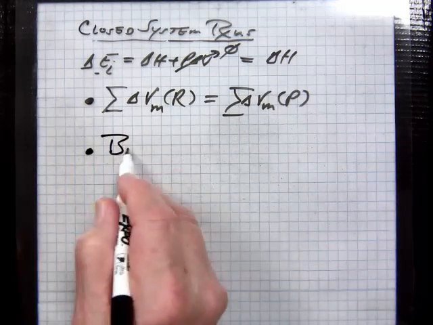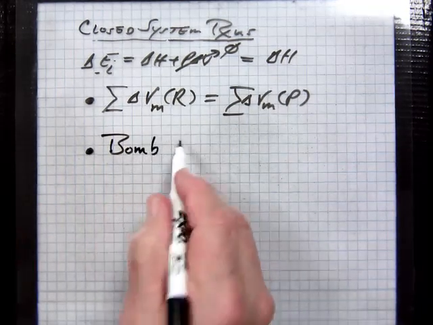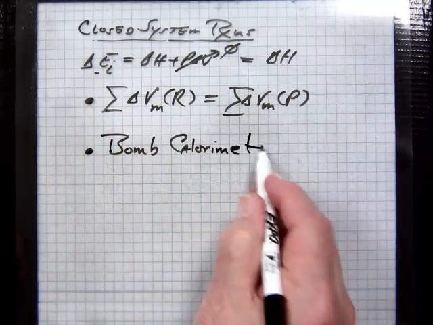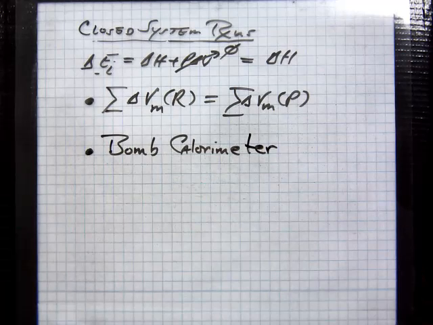Bomb calorimeter system. In this, the reaction is conducted in a fixed chamber that doesn't expand or compress. So we say it's got a delta V of 0. I'll show you one in a minute.